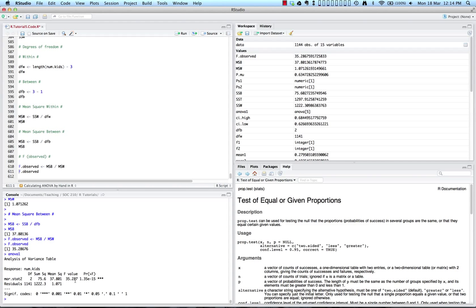So this is how we go through with inferential statistics and descriptive statistics in R. We've covered a lot of things today, so I suggest you go back through, maybe review some of it, and try some practice problems on your own as well.